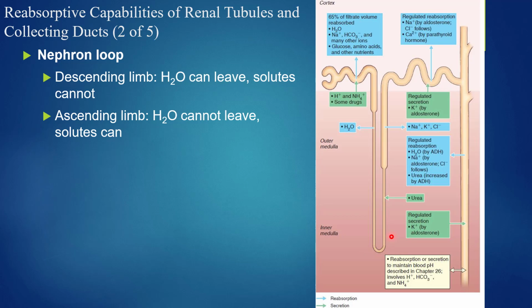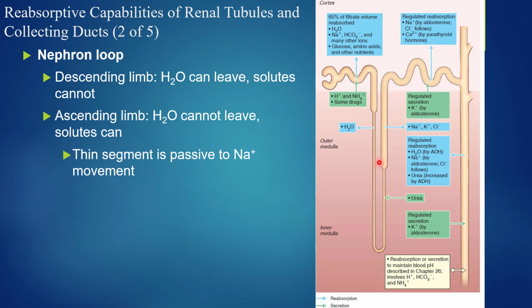Then the ascending limb, on the other hand, all of a sudden the cells here will not allow water to pass through it. So water here cannot leave. But the solutes are able to leave here. So we're going to discuss the importance of these properties in the countercurrent multiplier system of the kidney.